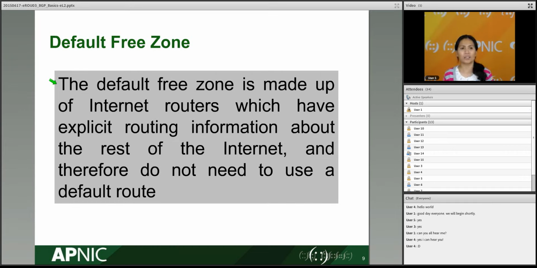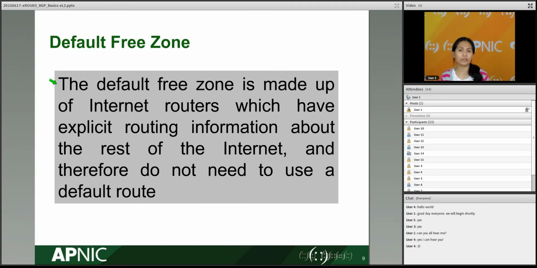But a default free zone requires a router that will carry the full BGP routes, a full BGP table. So how many have we got now? Around 500,000 prefixes are announced on the routing table. It's not related exactly to where you are in the hierarchy. It's not exactly that if you're tier 1, you're a default free zone. It's not like that. You are tier 1 if you are not paying anyone else for your internet.